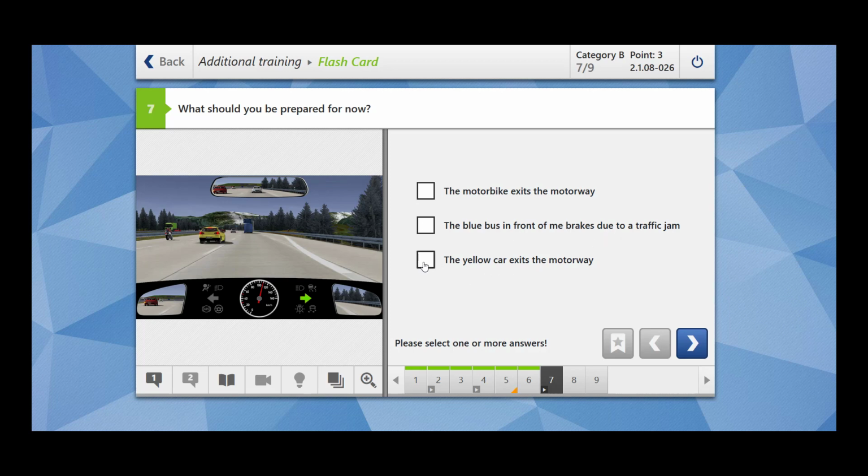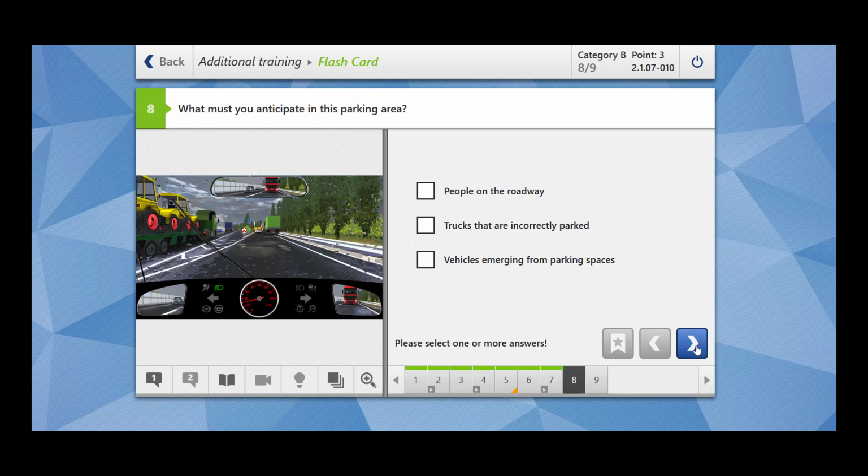The yellow car exits the motorway? Yes, this is the correct option because the yellow car has given the indicator. Let's check our answer. Our answer is correct. Moving towards the next question. What must you anticipate in this parking area?